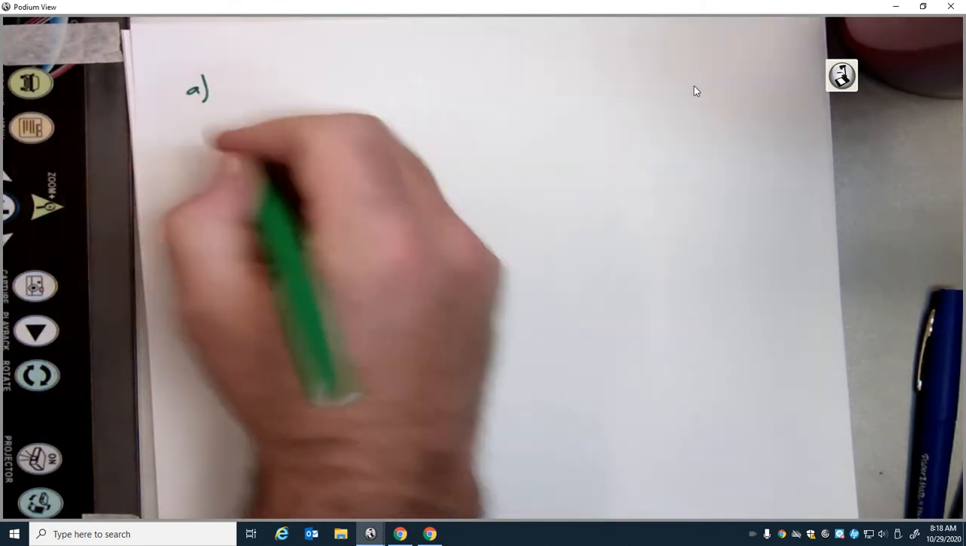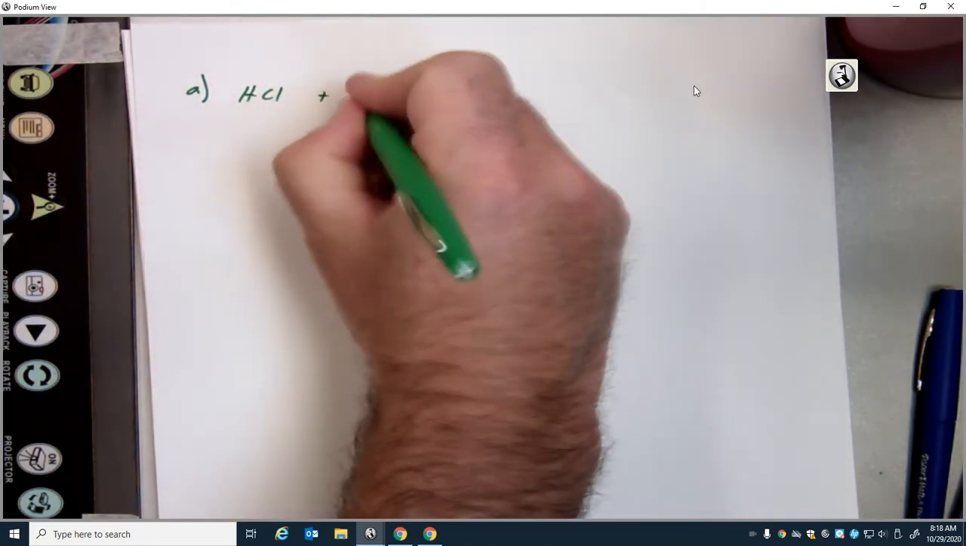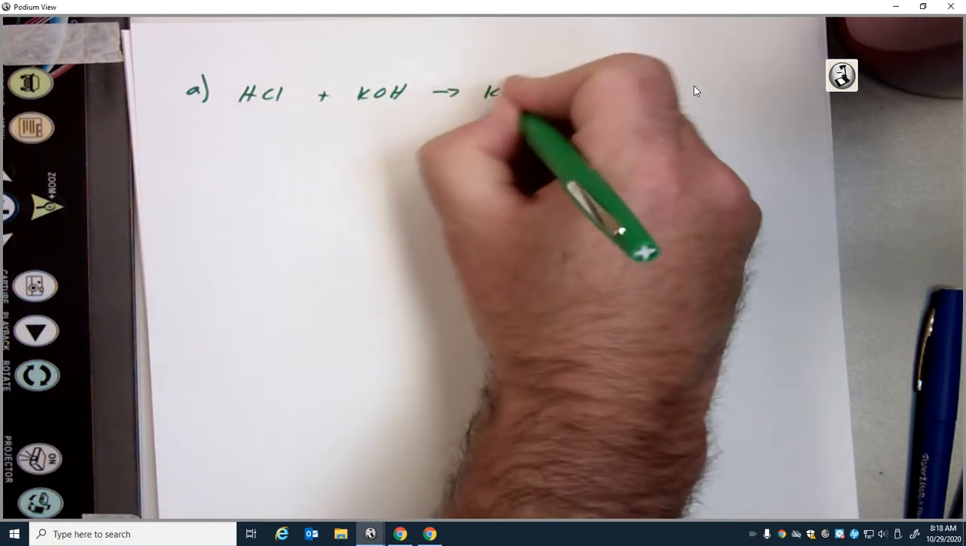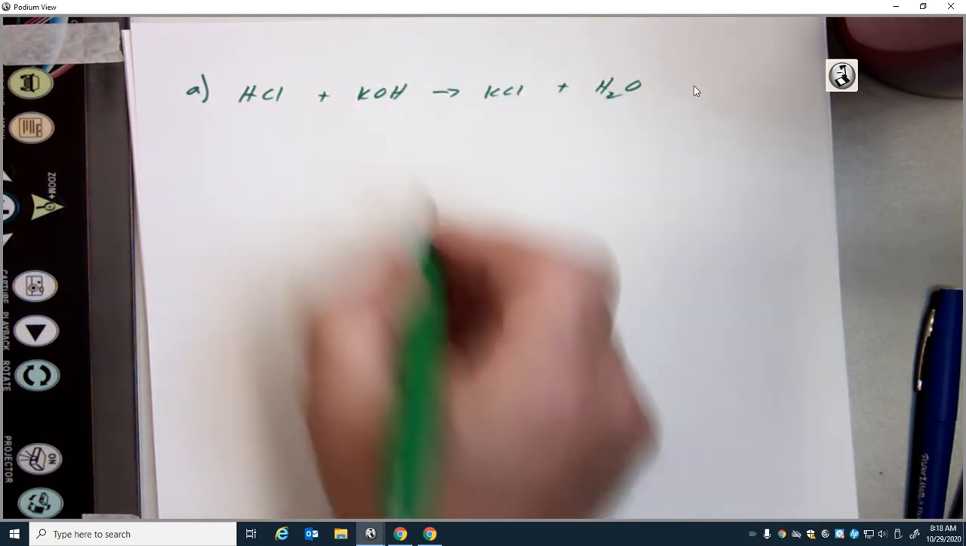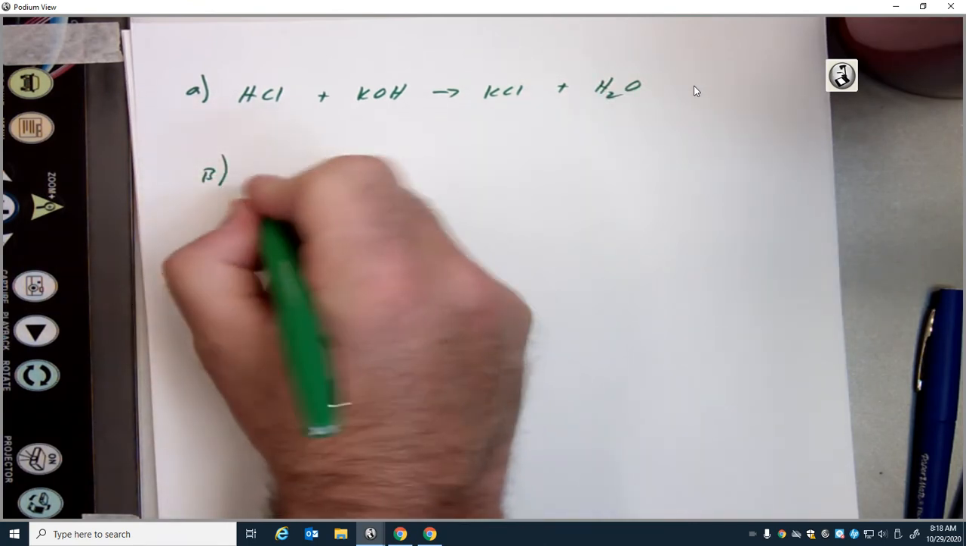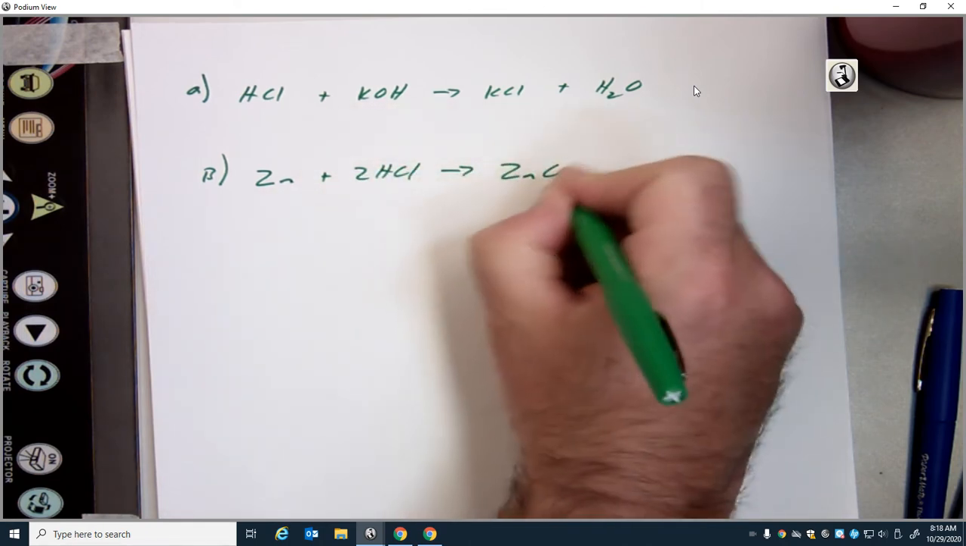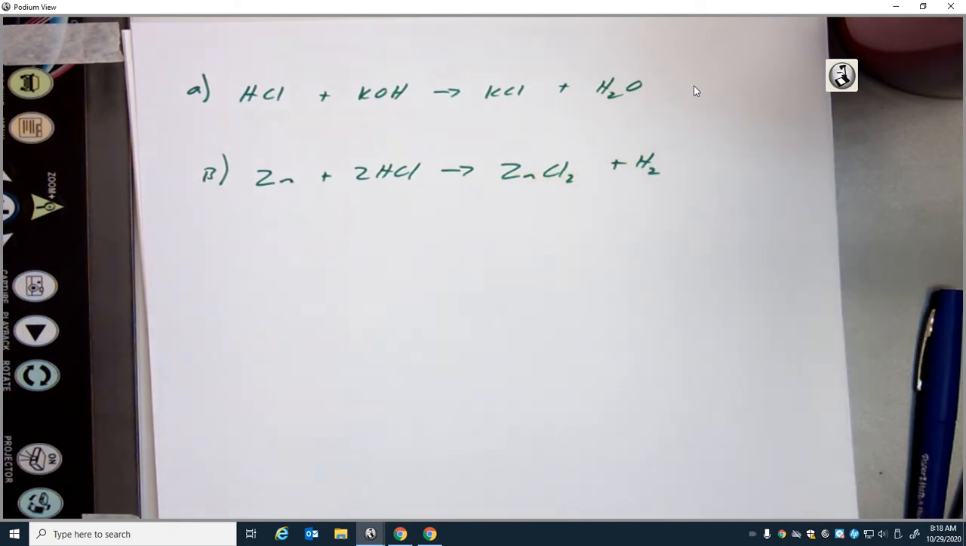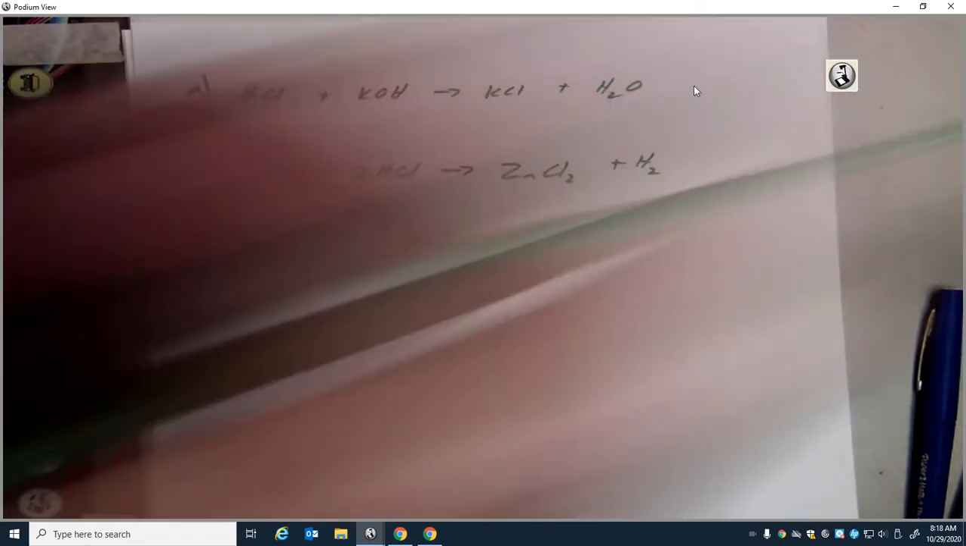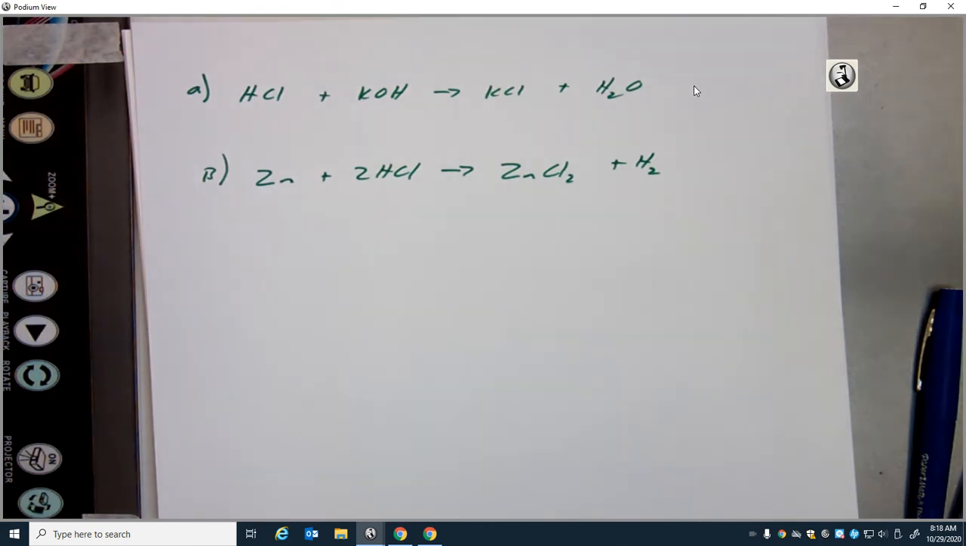I want you to try these two. HCl plus KOH goes to KCl plus H2O. I want you to try that one, and I want you to try this one. Zn plus 2HCl goes to ZnCl2 plus H2. So what I want you to do with each of these is quickly tell me if it's redox or not. If it is redox, tell me which one's going through oxidation and which one's going through reduction. And I also want you to tell me the oxidizing agent and the reducing agent. So go ahead, pause the video, do the problems, then come back and I'll go through them.